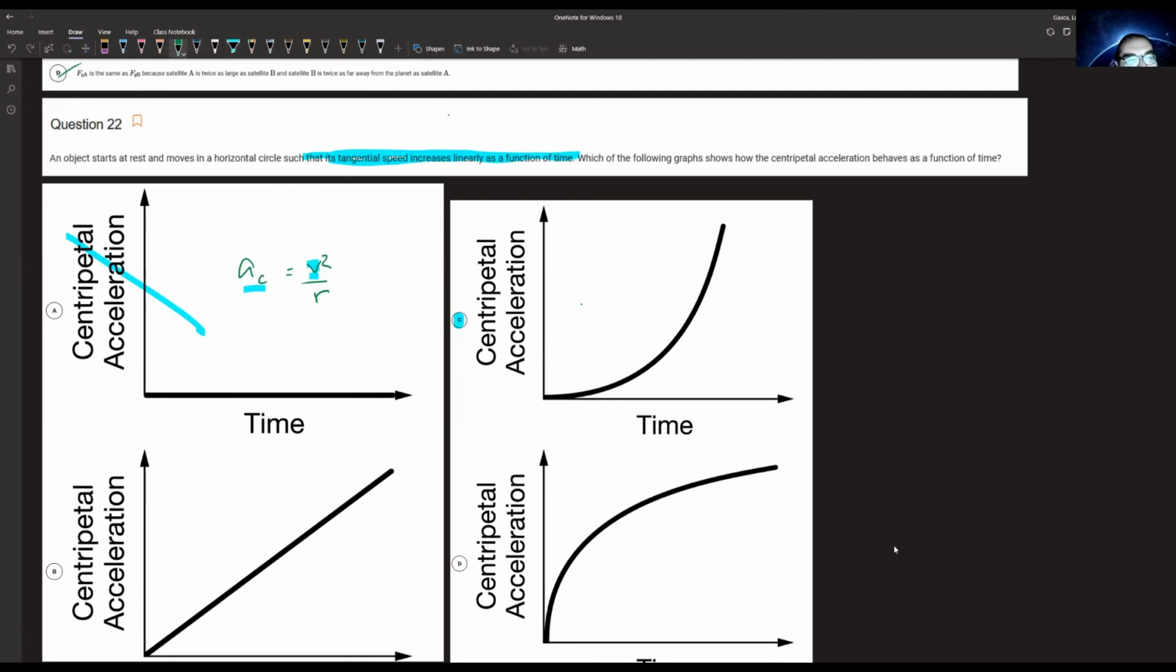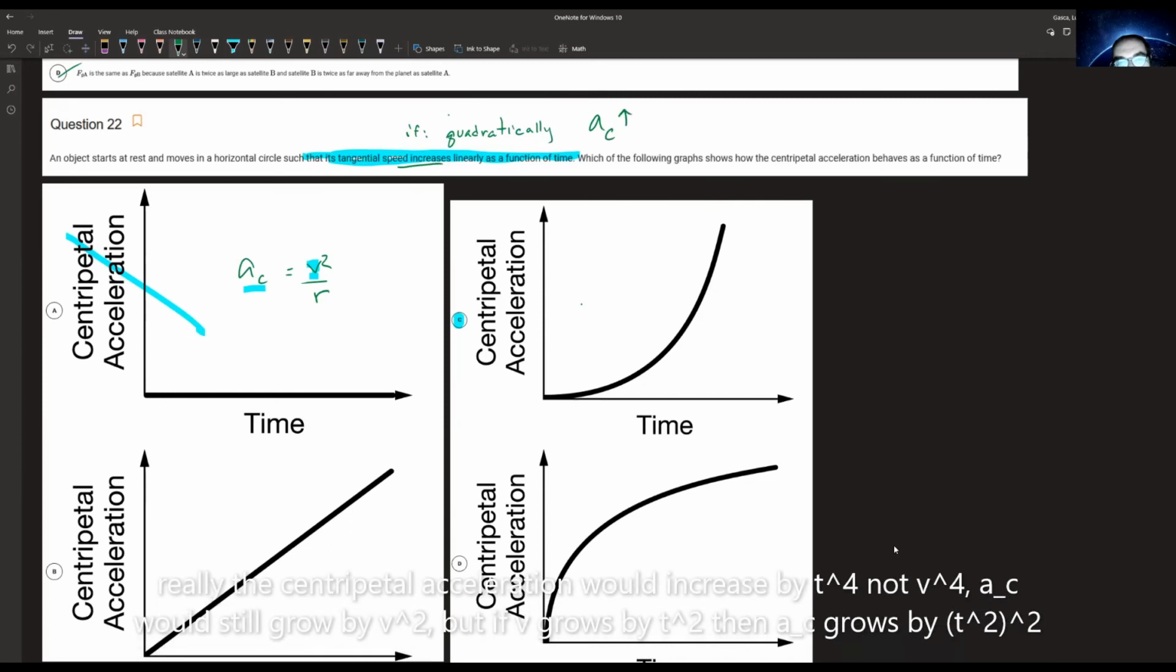If they said that this increased quadratically with time, like if the velocity itself had an acceleration that was also increasing, and that acceleration was linearly increasing, so if speed increases quadratically, then the centripetal acceleration would be increasing by v squared squared, which would be v to the fourth. And so that bad boy would be like something like that.